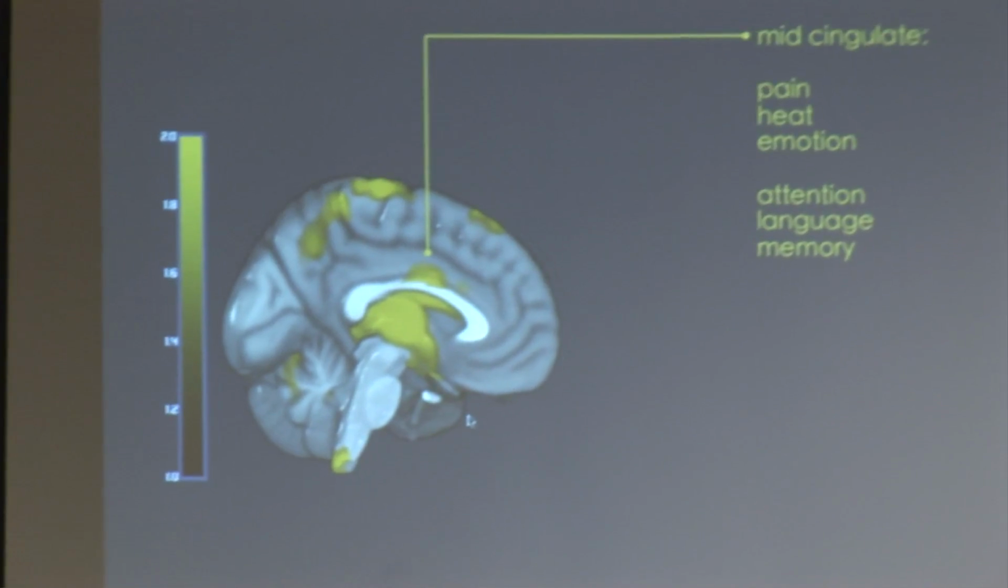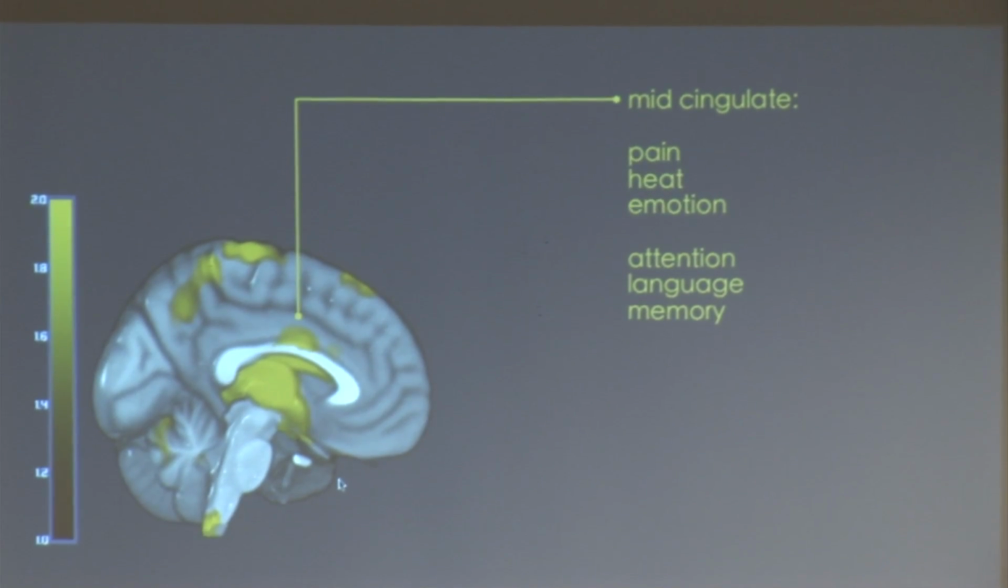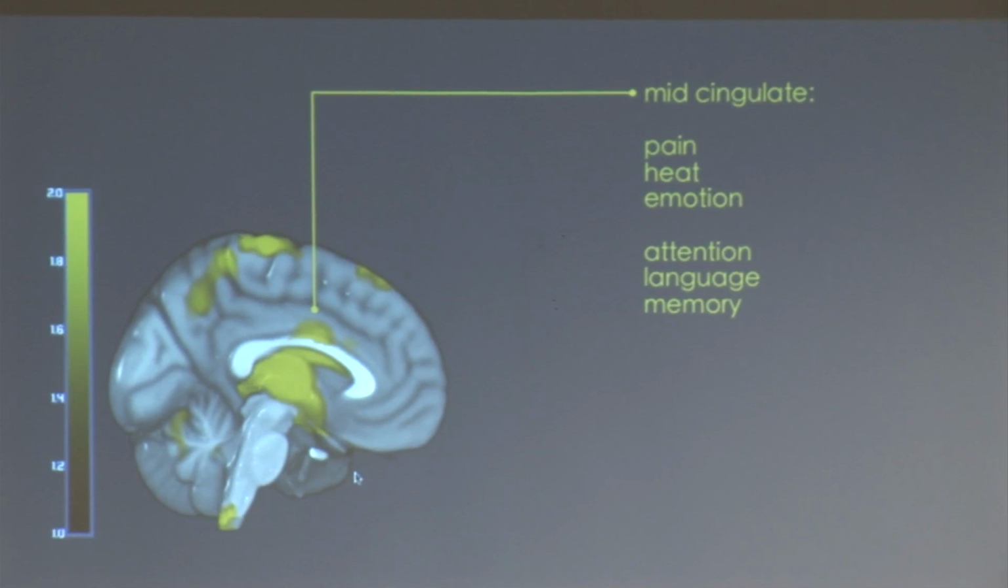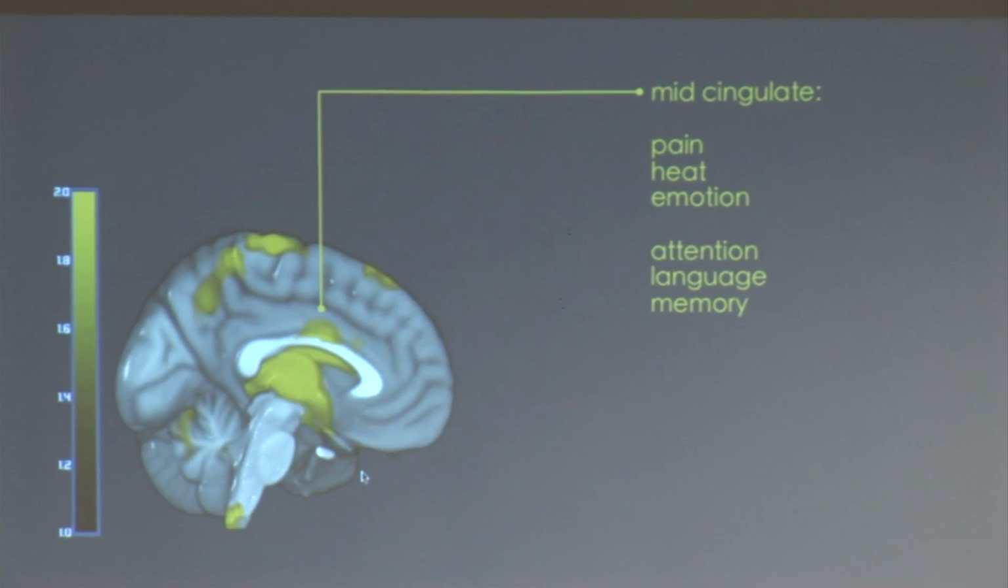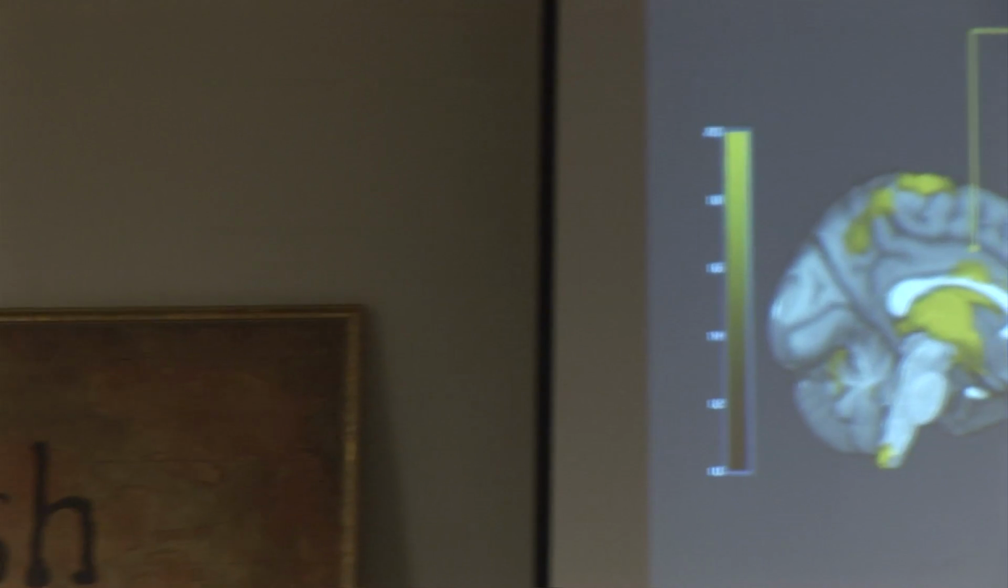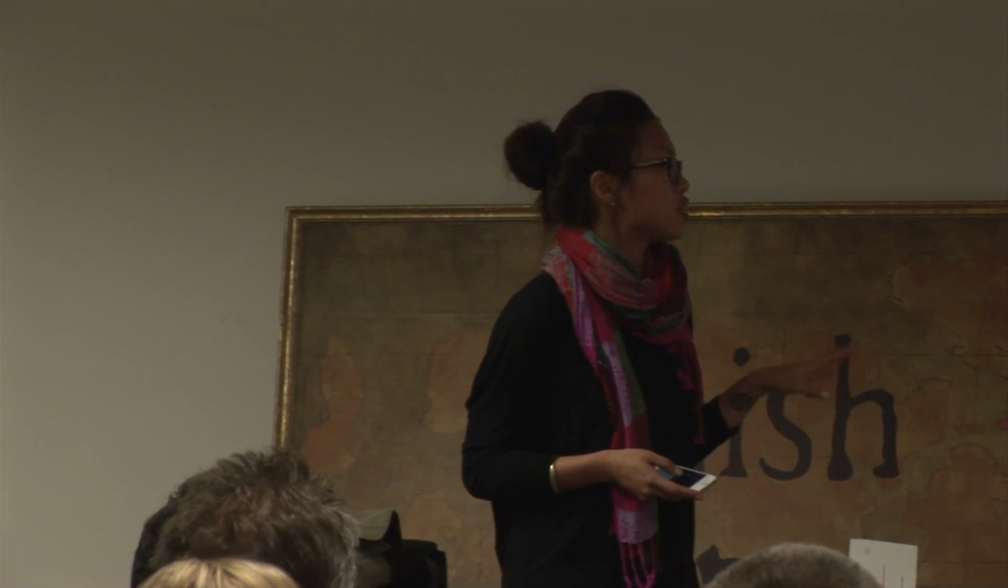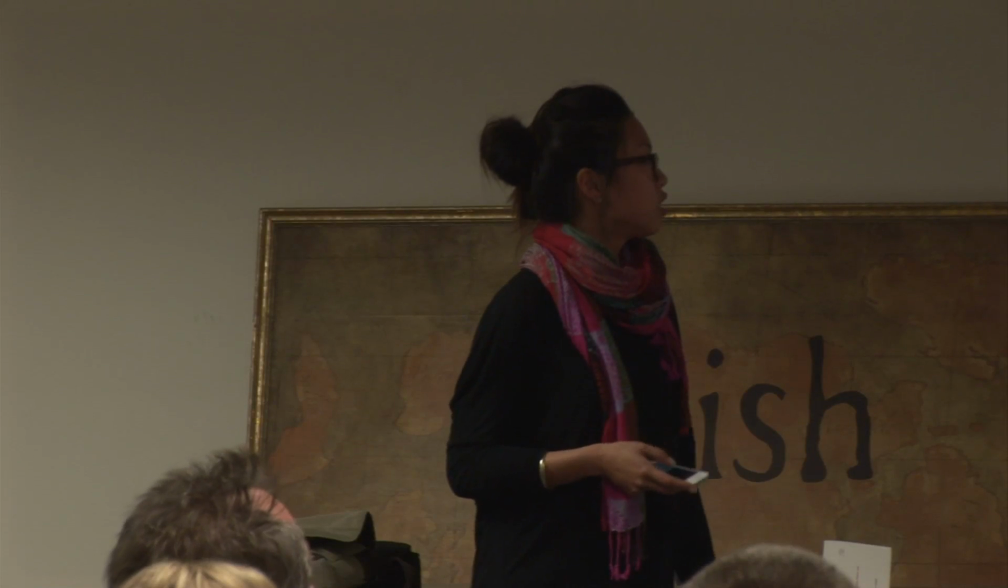So the mid-cingulate is responsible for a lot of things, but this area specifically is more sensitive to pain and heat, and I'm so sensitive to temperature, and I think maybe that's why. And this part, precuneus: self, consciousness, mental imagery. I started meditating when I was 16 years old, so I think maybe that contributed to it.